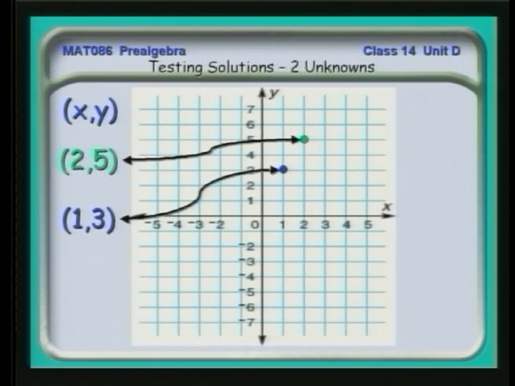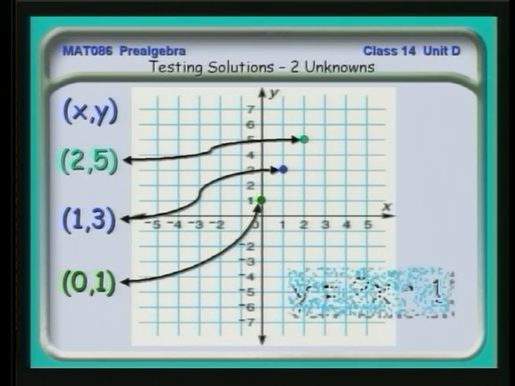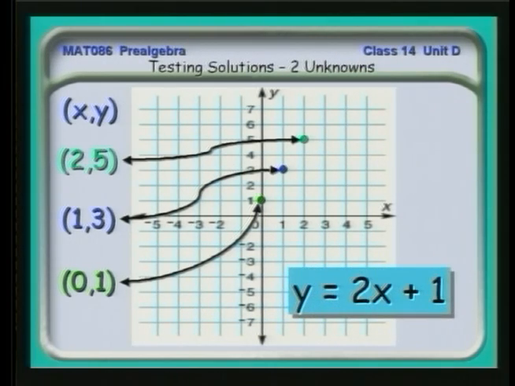1, 3, I go to the right 1 and up 3. 0, 1 means I don't go left or right, I just go straight up 1. Notice I indicated also these are our coordinate pairs. X is the first number, Y is the second number. Notice that I've set these up in a particular way. I've set these up so that each of these coordinate pairs actually solves that equation.